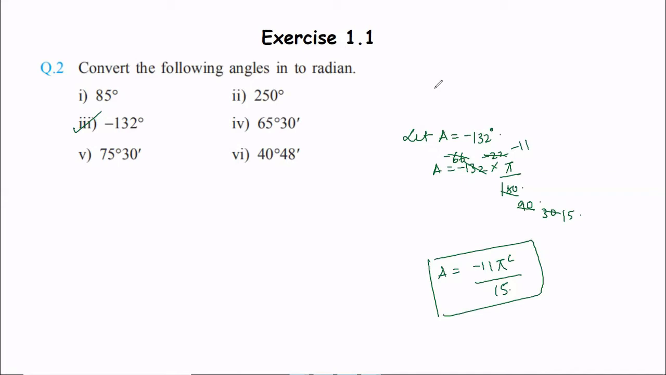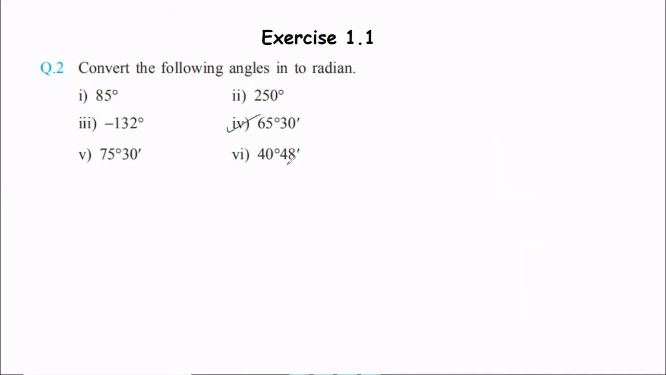The fourth question is interesting because we are having the angle in terms of degrees as well as minutes. So we will first convert the angle to completely degree format, and then we will convert to radian format. So this is the fourth one. Let A is equal to 65 degrees 30 minutes. What will you do with the minute part? You are having 30 minutes. If you remember, 1 degree is equal to 60 minutes, right? And right now I'm having x degrees. I need to find out what's the component of 30 minutes.